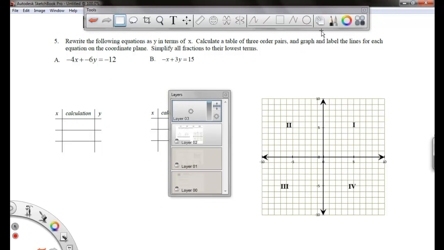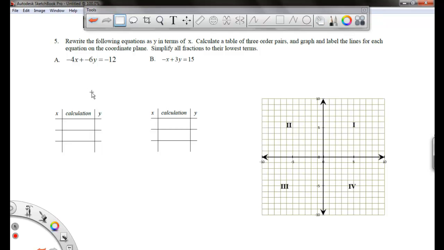Alright, problem number 5. We are doing some graphing on some lines. It says, rewrite the following equation in y in terms of x. Calculate a table of 3 ordered pairs and graph and label the lines for each equation on the coordinate plane. Simplify all fractions to the lowest terms. So let's go ahead and look at this first one.